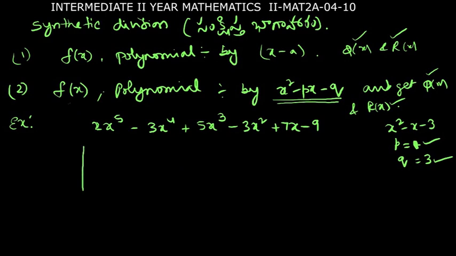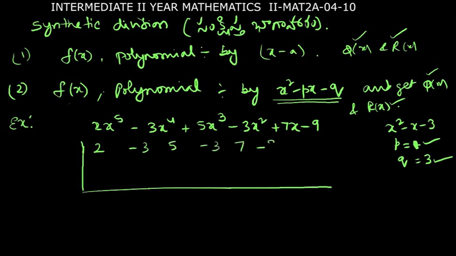ముందుగా మనం let us write the coefficients. What are the coefficients? 2, -3, 5, -3, 7 and -9. ఏదైనా గుణకం కానీ లేనట్లయితే ఆ బహుపదిలో ఎక్స్ స్క్వేర్ పదం కానీ ఎక్స్ పదం కానీ లేకపోతే దాని గుణకాన్ని మనం 0గా రాసుకోవచ్చు ఇక్కడ. ఓకే. ఇక్కడ నుంచి p is equal to 1, q is equal to 3. 1, 3 ఇలా రాసుకోండి.